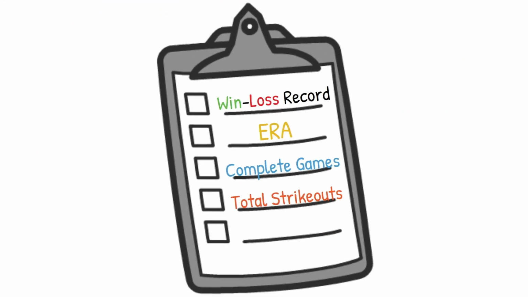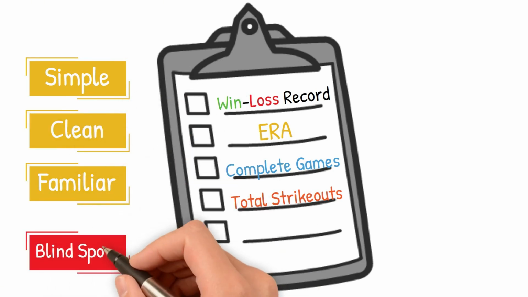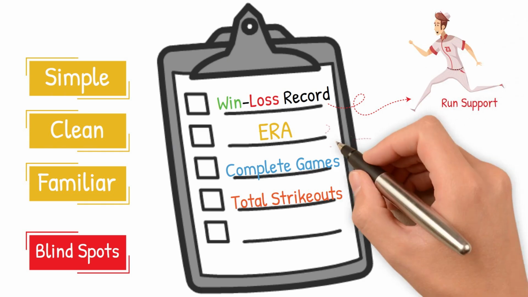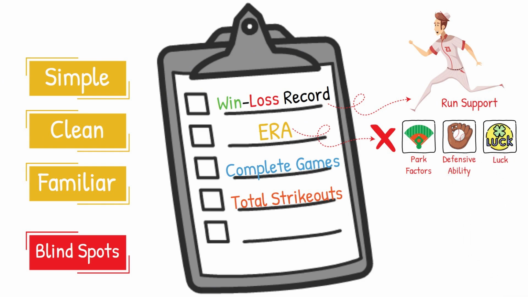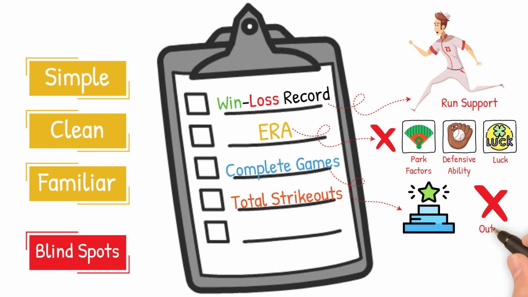The stats used back then were simple, clean, and familiar, but they also came with major blind spots. Wins and losses, completely dependent on run support. ERA doesn't account for park factors, defensive ability, or luck. Complete games, a cool accomplishment of course, but it doesn't mean that the outing was good.